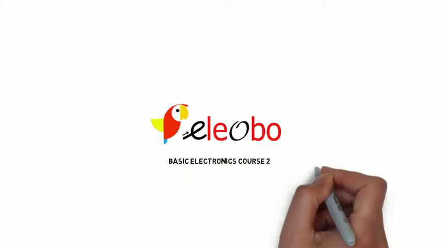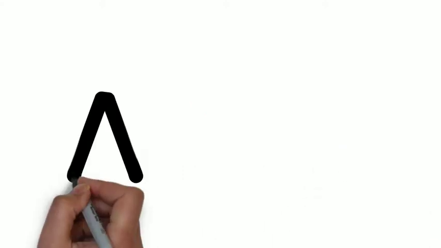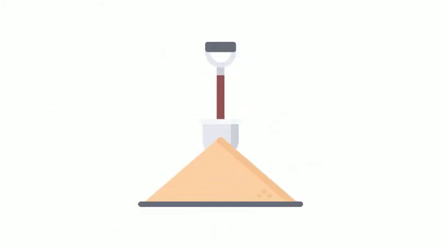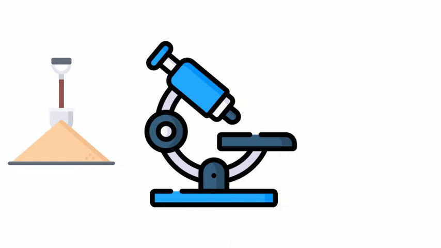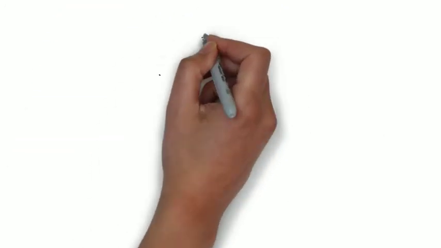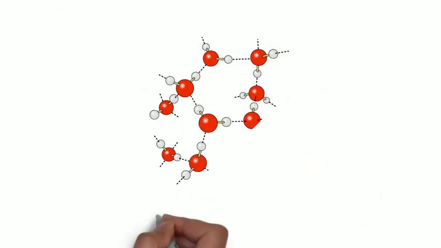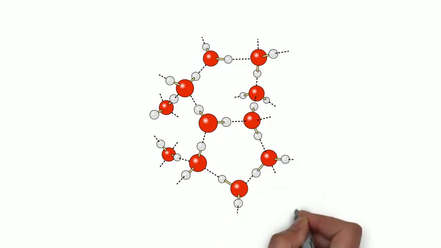In this episode, we are going to talk about atoms. Atoms are the smallest thing we can kind of see, but not with the naked eye. But if you take a close look at sand using a microscope, you can see that even a small grain of sand consists of millions of particles. These particles are called atoms.